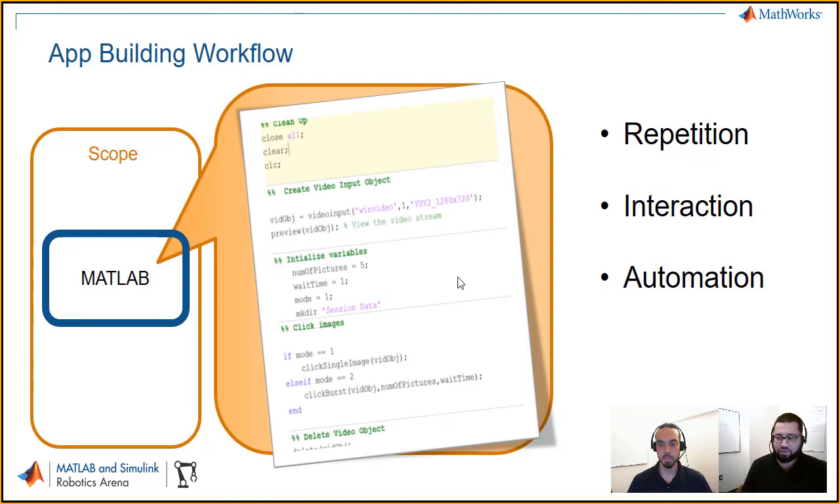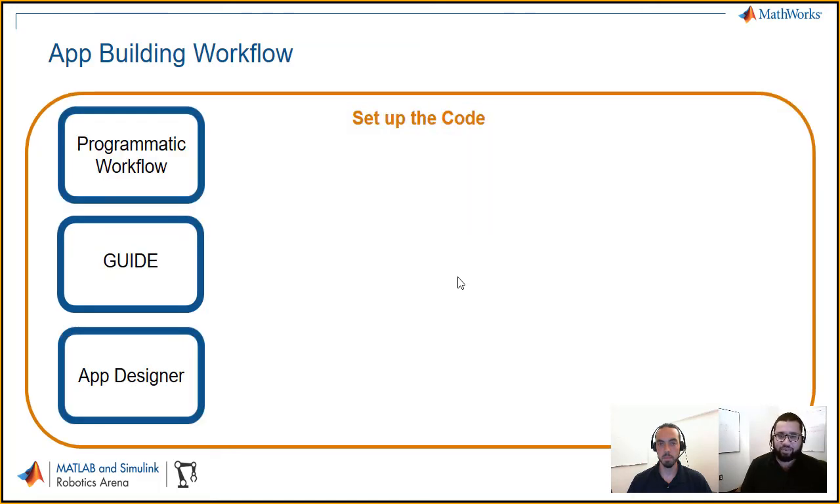So in terms of scope, as I said, the keys with MATLAB app building are repetition, interaction, and automation. So as long as you've got repetitive code that needs to be interactive, you can automate it by building an app around it. Finally, with setting up the code, you've got a programmatic workflow.